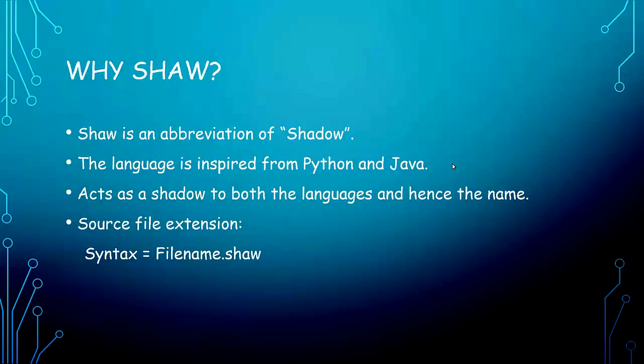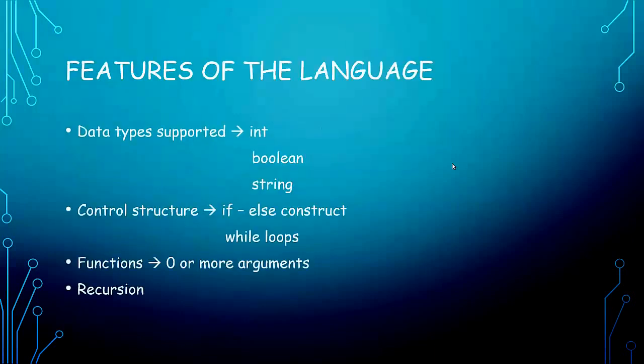The main reason why we named this programming language Sha is that it acts as a shadow for both of these major languages, Java and Python. The file name is written with a .sha extension. Speaking of features, this language has incorporated three data types, that is int, boolean and string, and we have two control structures, if-else and while loop. This language takes a function with 0 or more arguments, and provides a return, and we also have recursion.